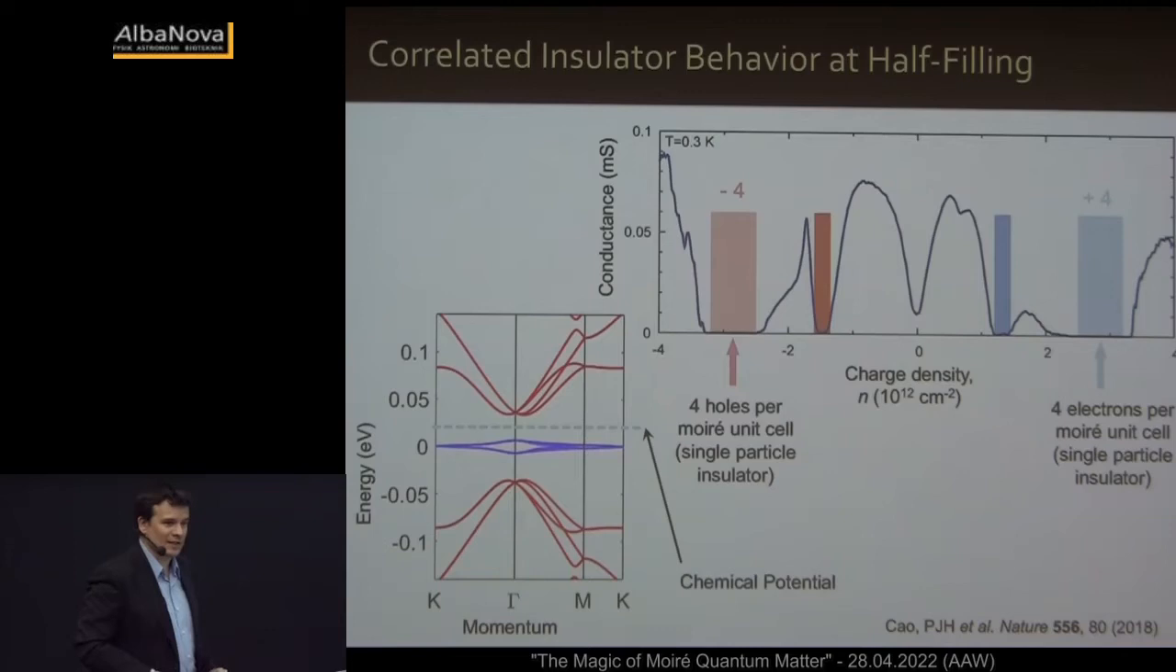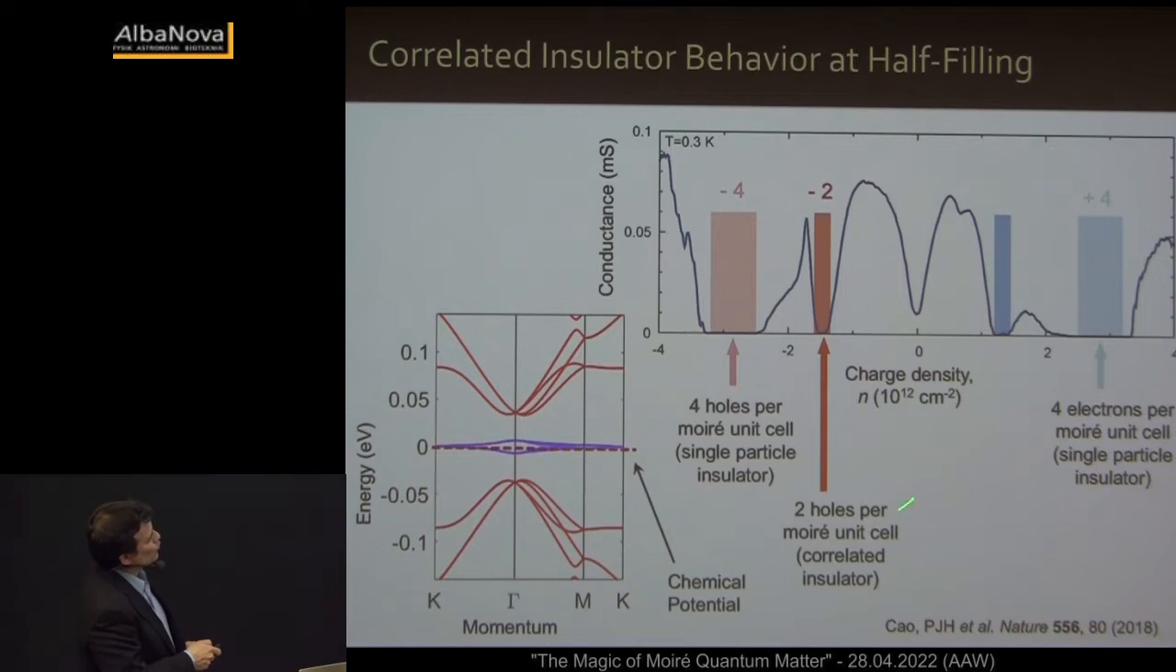What came as a big surprise is that if we add 2 holes per Moiré unit cell, my chemical potential is in the middle of a band with a very high density of states. The system should want to conduct very well and be an excellent metal. What happens is actually that the system has zero conductivity, is an insulator. Okay? That thing you cannot understand in a single particle physics picture. And it's a correlated insulator state.